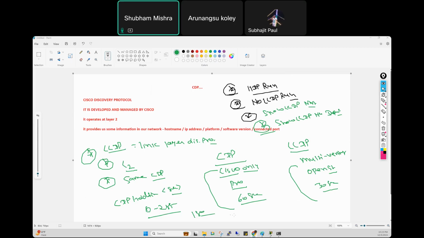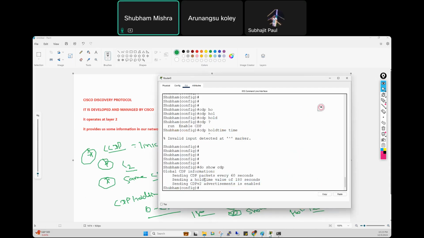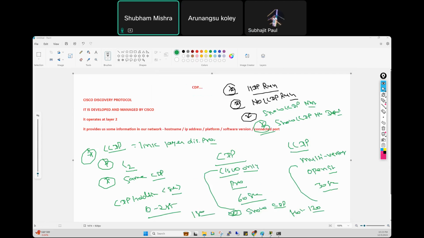When you change the time, then you verify. How can you verify? You write show CDP. Right now, how much hold time are you getting? 180. For example, if you change the time to 120, then what will you see here? 120. Clear, everyone? I hope everyone understands what we mean by CDP and what we mean by LLDP. Is this clear, everyone?